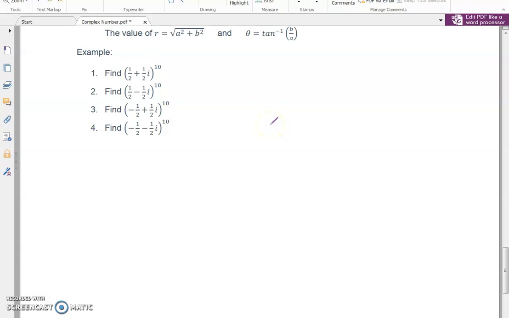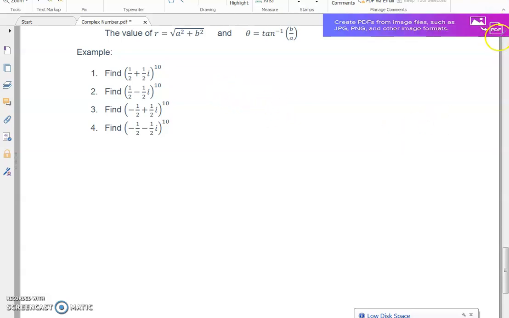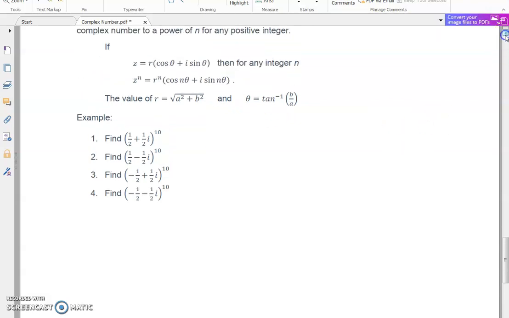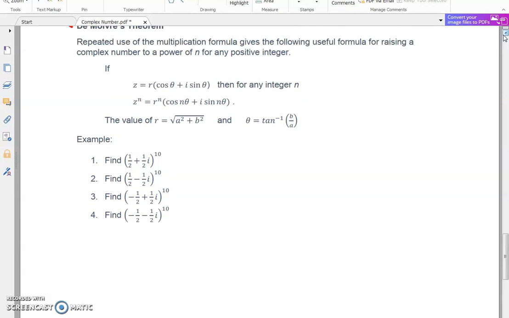Hello guys, in this video I will continue with De Moivre's theorem. If you still remember, De Moivre's theorem is given by z to the power of n equals r to the power of n, cos n theta plus i sin n theta. So we are going to see how to use it. I will now implement the formula in answering question number 3.